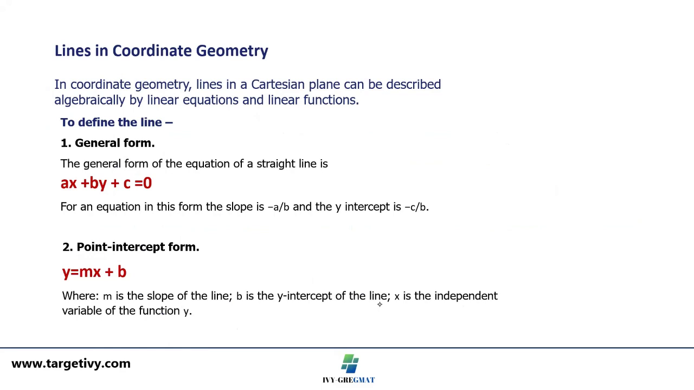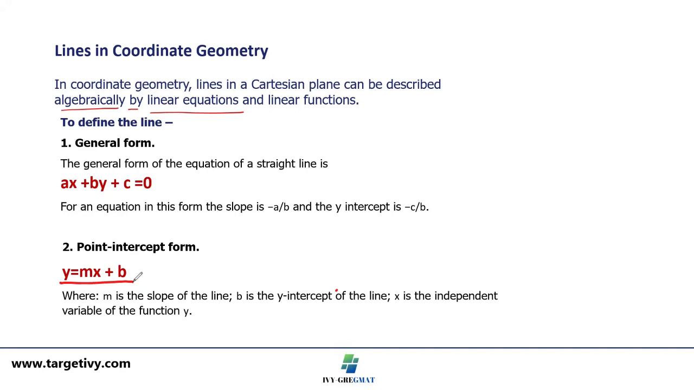So in coordinate geometry, the lines in a Cartesian plane can be described algebraically by linear equations and linear functions. So what are we talking about? It is saying that a line is not a random line. It has been drawn keeping in mind the equation of a straight line. In the general form, to define the line, it is ax plus by plus c is equal to 0. This is the general form for an equation of a line, where the slope is etc. We'll come to this. And the slope intercept form is y is equal to mx plus b.